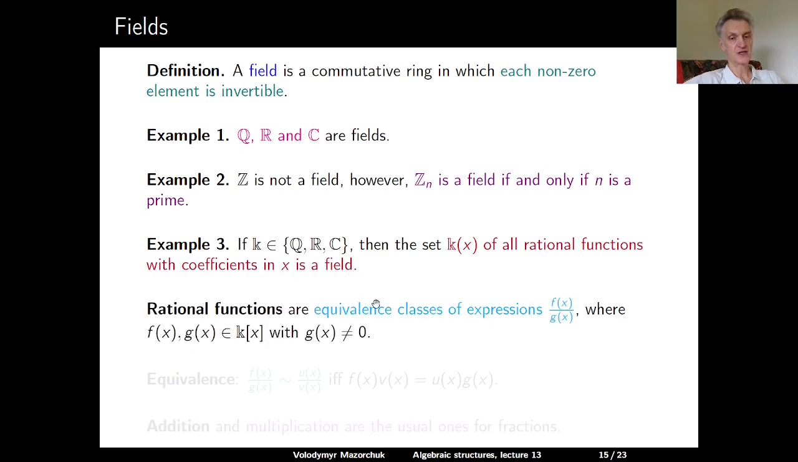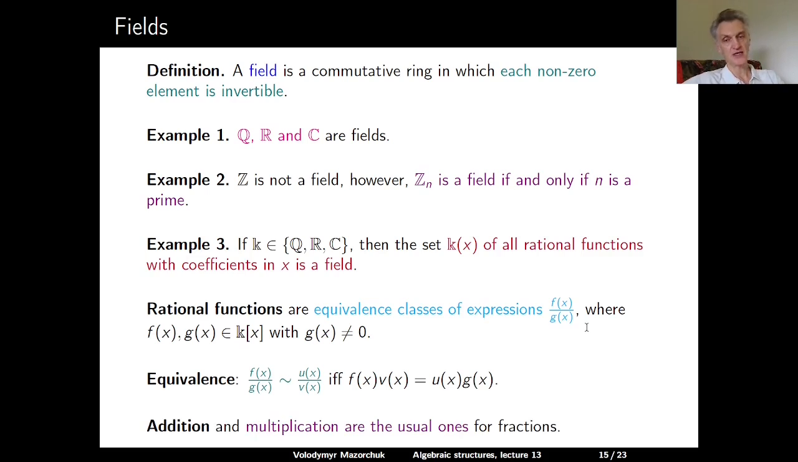Recall that a rational function is an equivalence class of expressions f(x) divided by g(x), where f and g are polynomials in X and g is non-zero. And the equivalence is given by the following rule. So f divided by g is equivalent to u divided by v if and only if f times v is equal to u times g. And the addition and multiplication of such expressions are defined using the usual addition and multiplication for fractions.